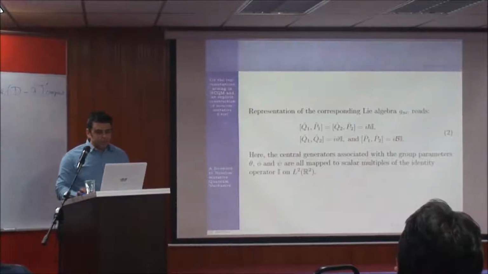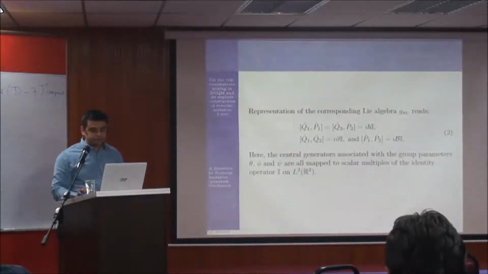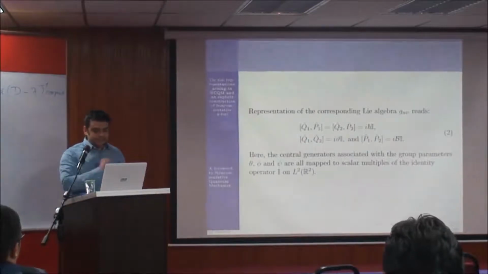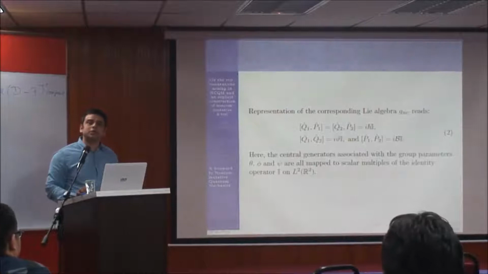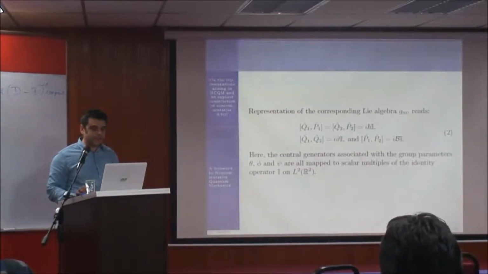Okay, so here you see that the central parameters theta, phi, psi are all mapped to the identity operator on the Hilbert space L2 of R2.